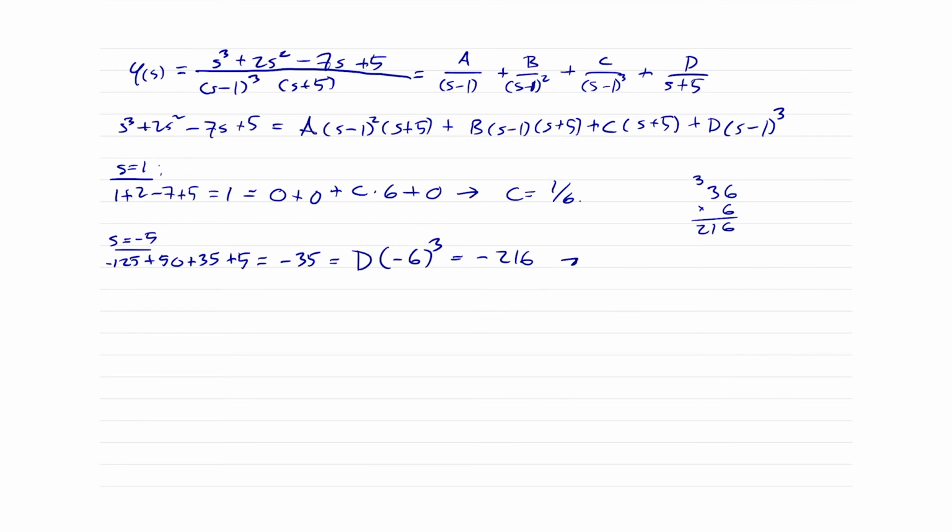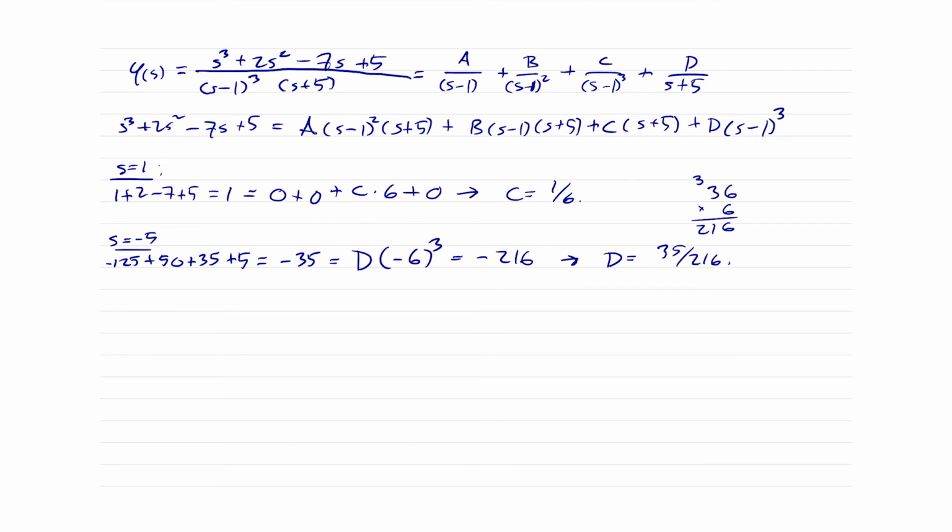Okay, so then I get d is equal to 35 over 216, and nobody's happy. That's not a great number. Okay. 35 is 5 times 7, and 216 only has factors of 2 and 3, so they don't cancel at all. All right, so that's not happy.